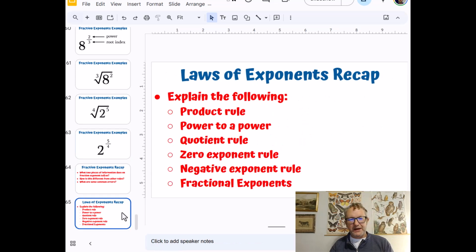So we have 65 slides. We cover all 7 laws of exponents. There's warm-ups, there's recaps, there's exit tickets, there's everything that you need.